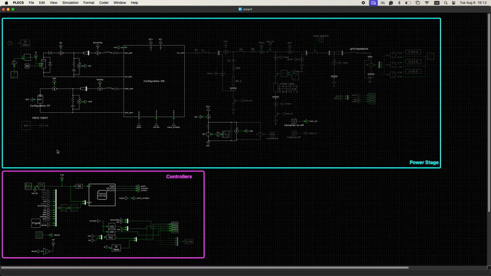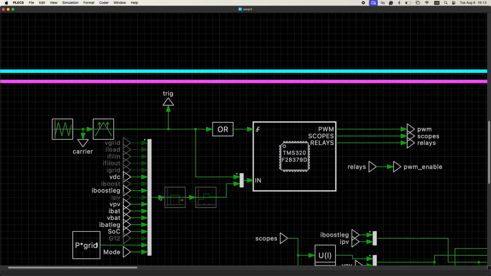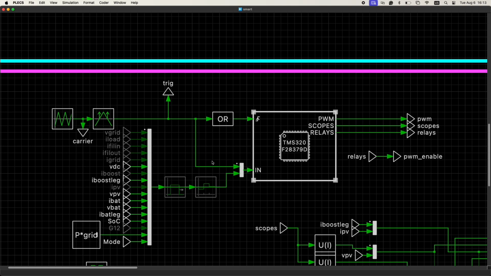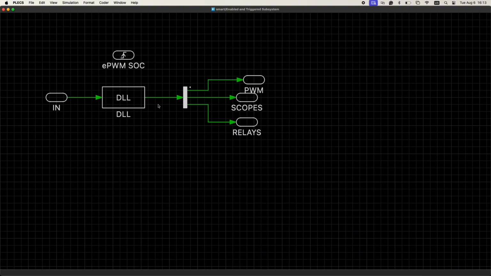For the control stage, we can observe that the measurements are the inputs and the corresponding outputs are the PWMs, scopes, and relays. We use a dynamic library written in C, which contains all the control algorithms.